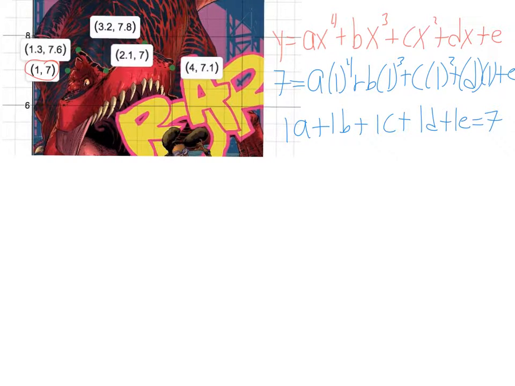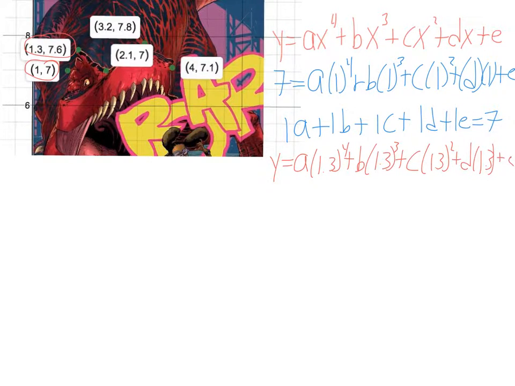If I were to use a second point, let's just say this is (1.3, 7.6), we do the same thing. y equals a times 1.3 to the 4th plus b times 1.3 to the 3rd plus c times 1.3 squared plus d times 1.3, and then that's plus e. And I should have plugged a y value in also. That's going to be 7.6.